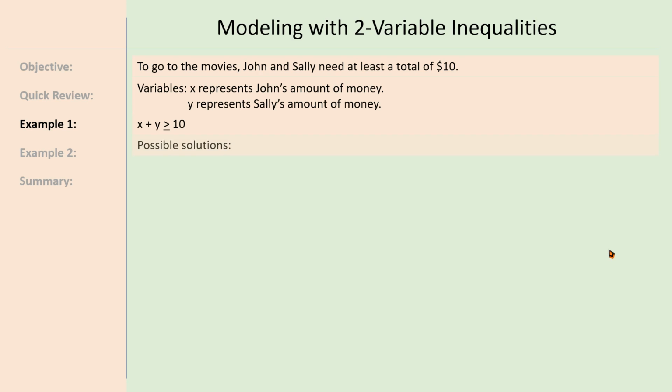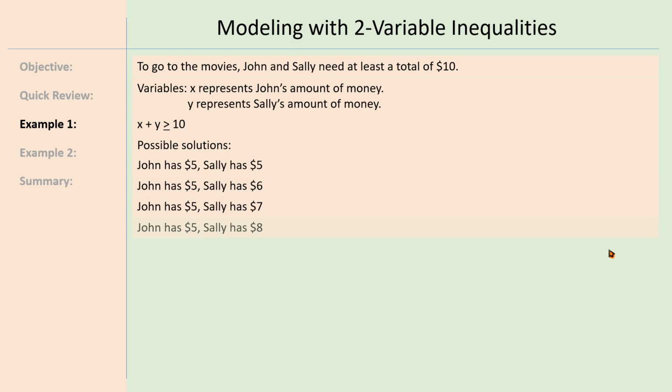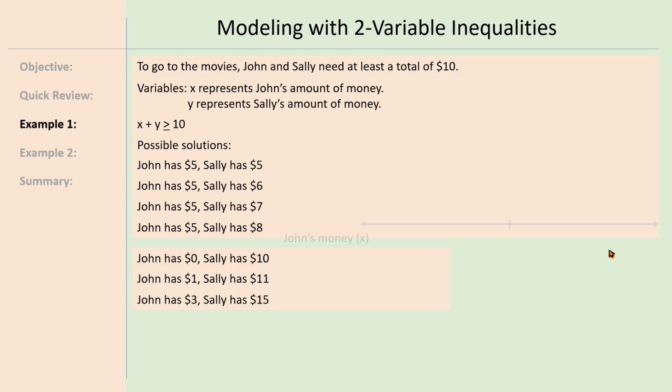And so what are the possible solutions here? Let's just think about it. They need at least 10. So if John has 5 and Sally has 5, that works, right? Or John has 5, Sally has 6, that's 11, that works. That's more than 10. Okay, so 5 and 7, John has 5, Sally has 8. Or maybe John is flat broke, he has $0, but Sally has 10, that still works, right? Or John has 1, Sally has 11, that works. 3 and 15, that works.